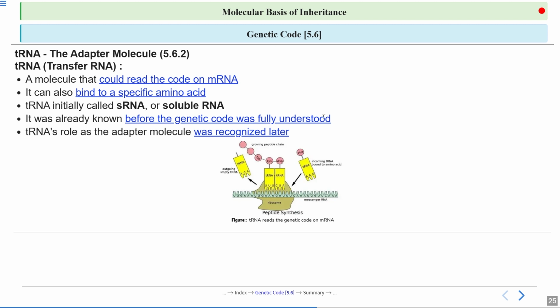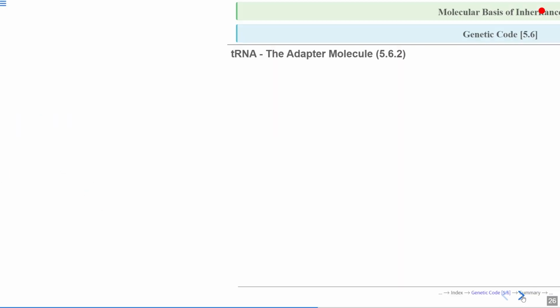So here you can see this yellow color is tRNA. So what is this tRNA doing? This tRNA is reading the code. How it is doing that, we will study later in the upcoming slides. And it is also attaching to the specific amino acid. So this is how it works.